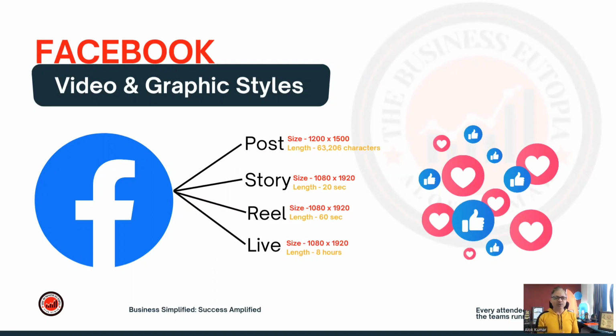So let's talk about Facebook. Facebook allows you to post content in the form of a video or a graphic, right? Now, when I say bits and pieces, I mean that Facebook is giving you different stages, different creativities in different forms. Let's say Facebook is allowing you to create a post. What should be the size of the post? The size of the post should be 1200 by 1500 pixels, right? When you use the Canva tool, which we are going to give you a tutorial on, you can select one of these sizes, or you can choose a custom size.